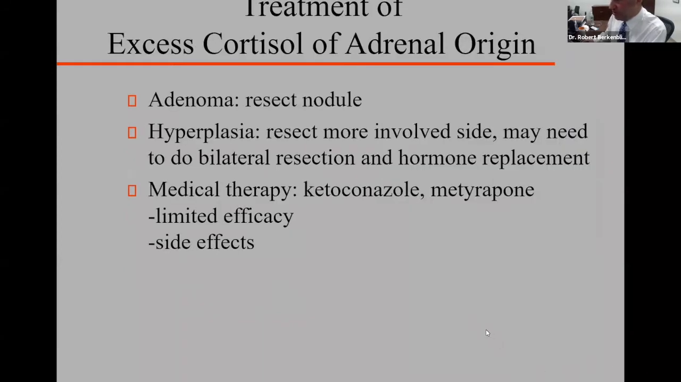Treatment of excess cortisol of adrenal origin, if it's an adenoma, the nodule can be resected. If it's hyperplasia, they may resect the more involved side, but may need to do bilateral resection with hormone replacement. Medical therapy can be tried, but has limited efficacy and can have side effects.